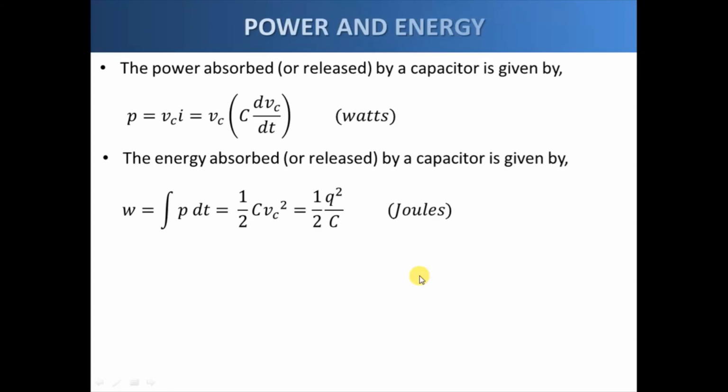So in our next video, we're going to give some examples on how this behavior can be analyzed.